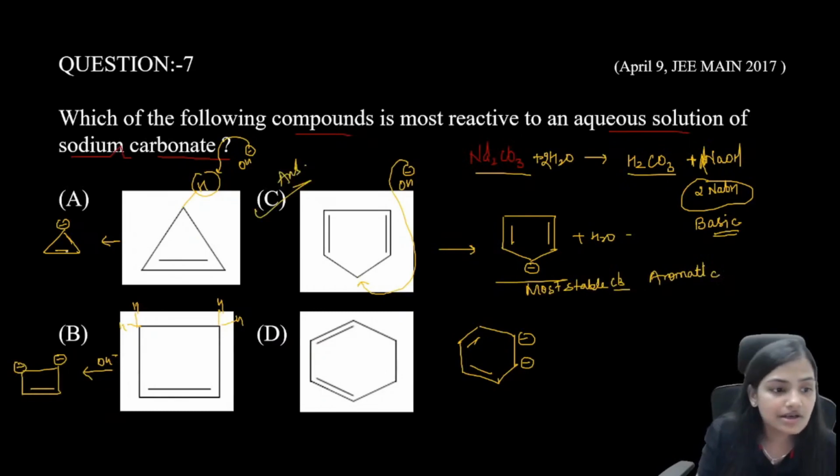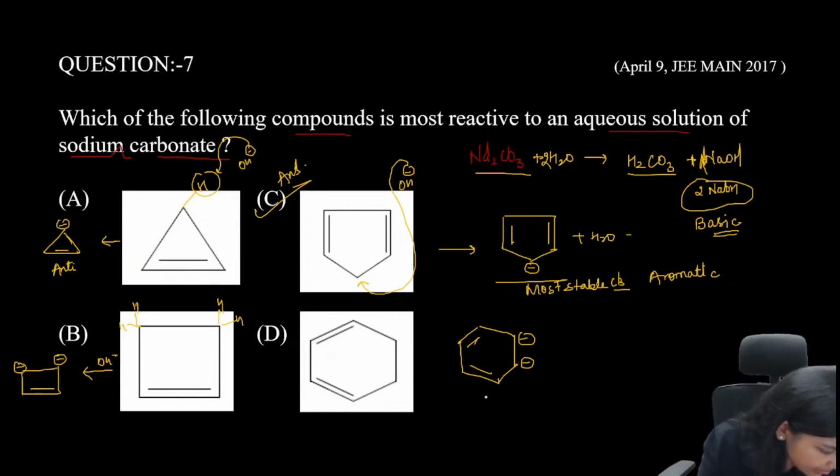Option number C. Is this aromatic? No, this is anti-aromatic. Is this aromatic? No. If you see, this is not aromatic. Here we have the cyclobutane ring, which is not stable, and this is also not stable. Okay. No choice.